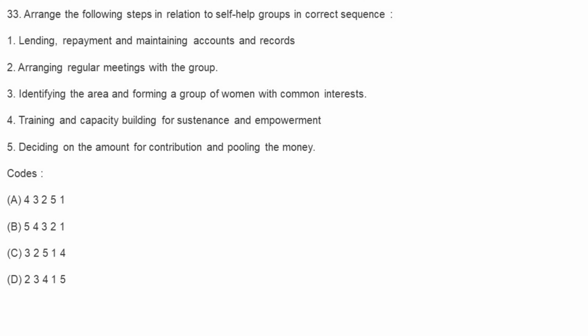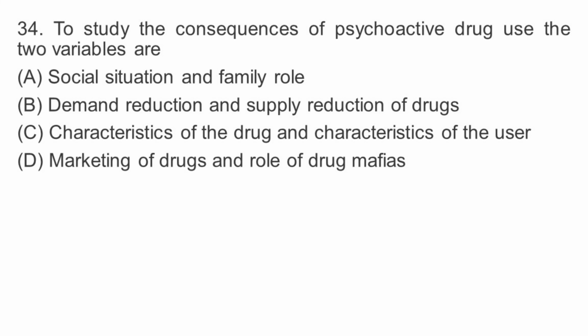sustenance and empowerment. To study the sequence of psychoactive drug use, the two variables are option A, social situation and family role, option B, demand reduction and supply reduction of drug, option C, characteristics of drug and characteristics of the user, option D, marketing of drug and role of drug mafia. So right answer here, option C, characteristics of the drug and characteristics of the user. To study the consequence of psychoactive drug use, the two variables are characteristics of drug and characteristics of the user.